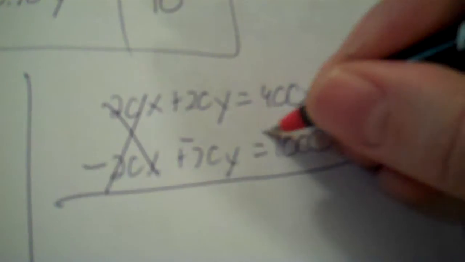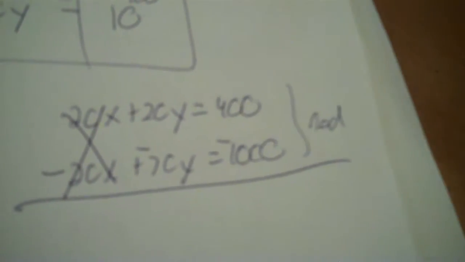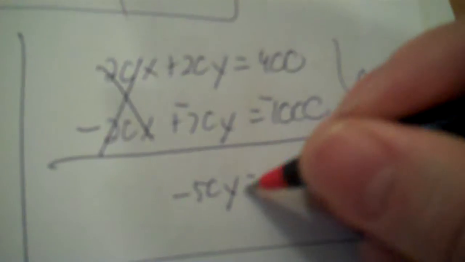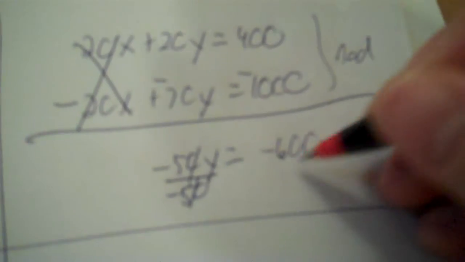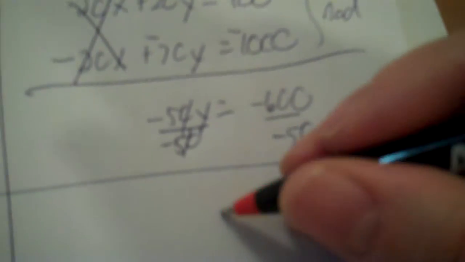If I made the 20x negative, they'd cancel, but then the 70y and the 1,000 go negative, and I add. So that's negative 50y, and adding those is negative 600. Then I divide each side by negative 50, and negative 600 divided by negative 50 is 12. Okay, so the y is 12, and that's of your 70%. Now, that means x plus 12 is 20, so I could just take 20 minus 12, and that would be 8. So there you have it, 8 plus 12 is 20.